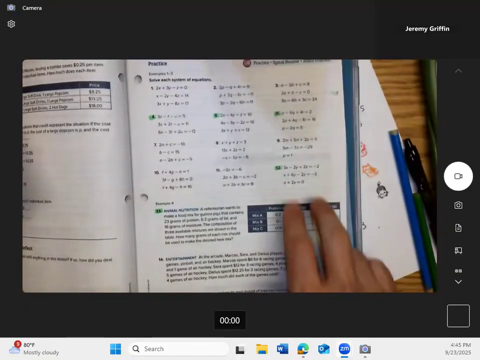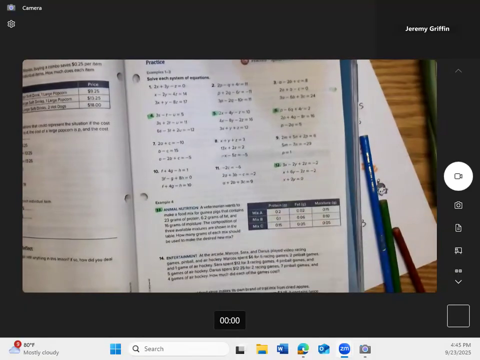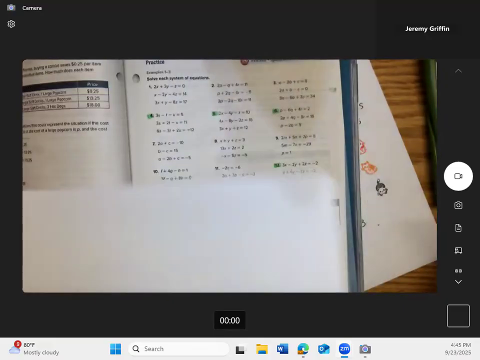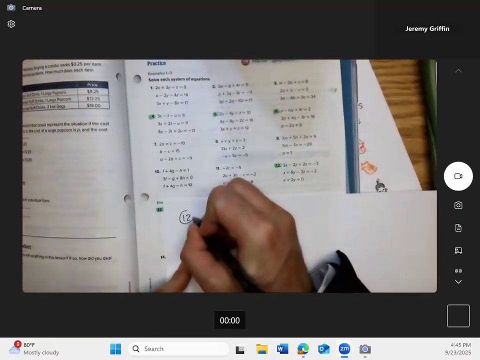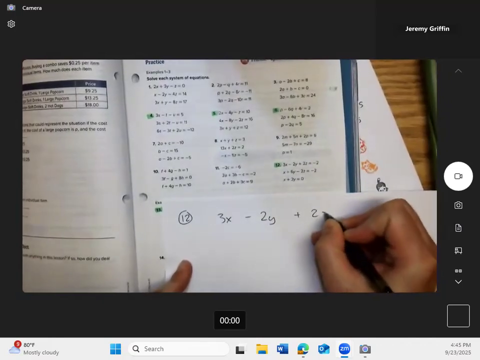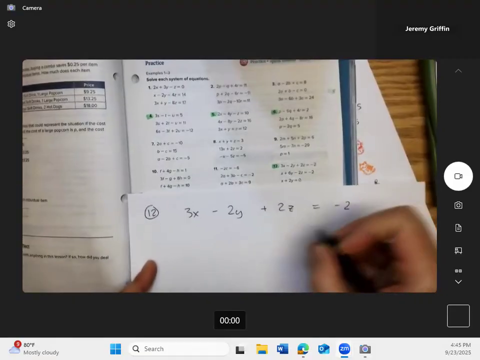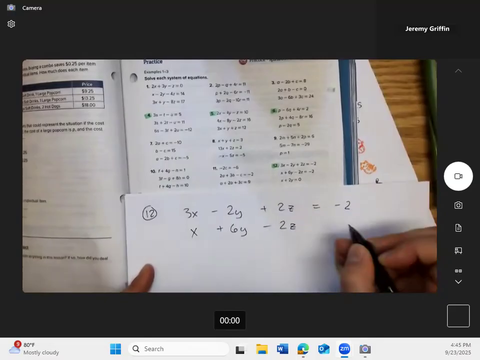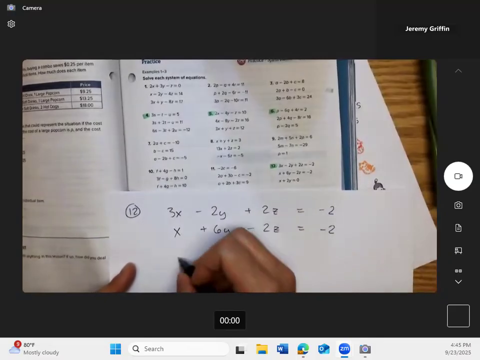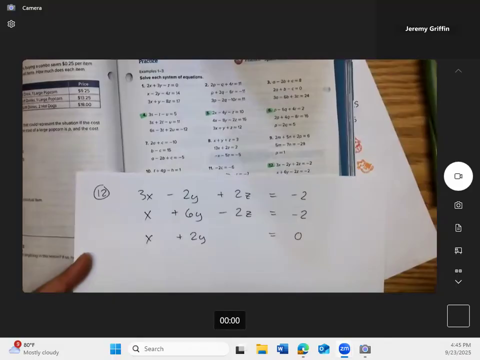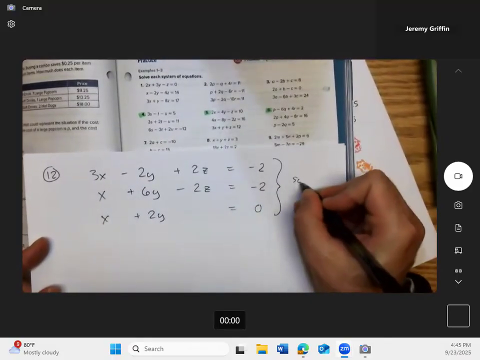All right, so let's do one more pure math example. That's number 12. Now this one I know does end up coming out to one solution. I don't know what that solution is yet, but it does work out. I want to do at least one more of these before we get to word questions. Let's do 3x minus 2y plus 2z equals -2. Then x plus 6y minus 2z equals -2. And then x plus 2y equals 0. Right, so here's your system.